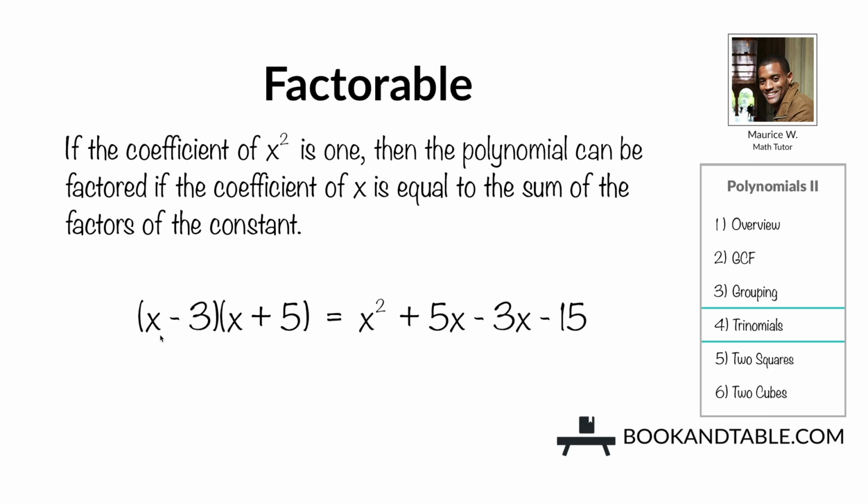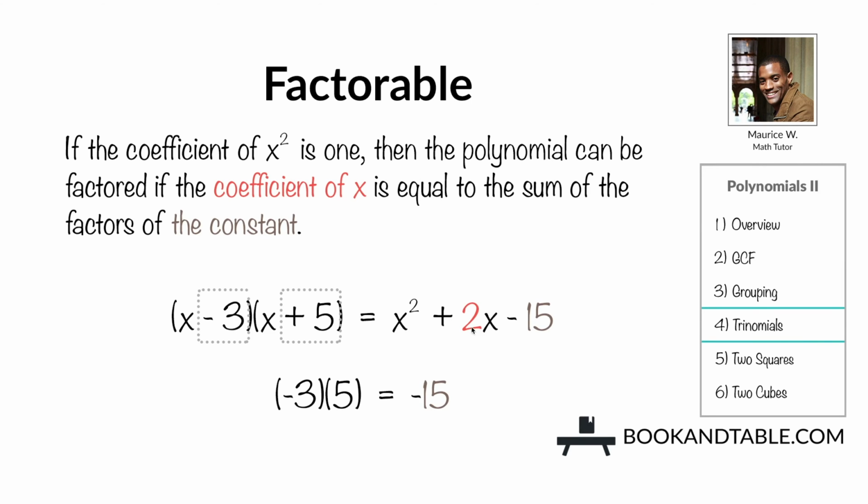Let's say we had x minus 3 as one factor and x plus 5 as a second factor. When we multiply these factors, we would get x times x, which is x squared, x times positive 5, which is 5x. Negative 3 times x would give us negative 3x. And negative 3 times positive 5 is negative 15. We can combine the like terms here. Positive 5x and negative 3x would give us positive 2x.